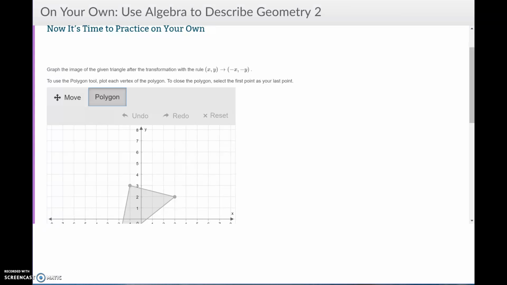Hey guys, this is On Your Own Practice for 1.11. Use Algebra to describe geometry, part 2.